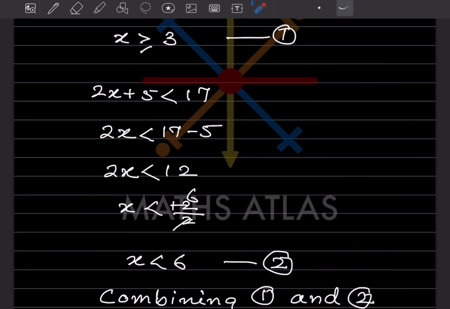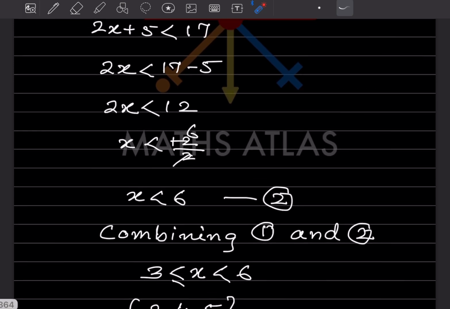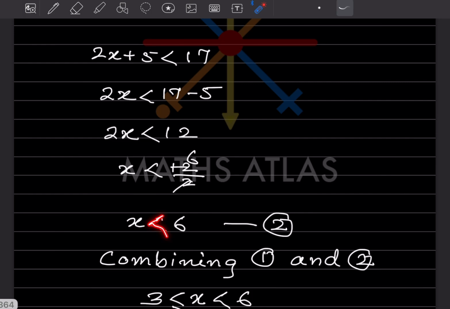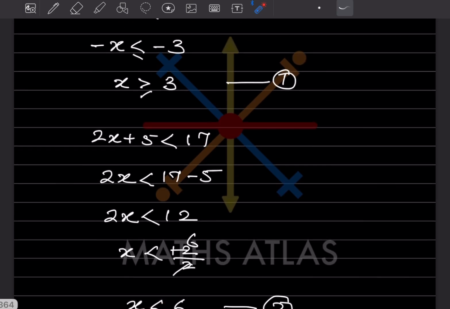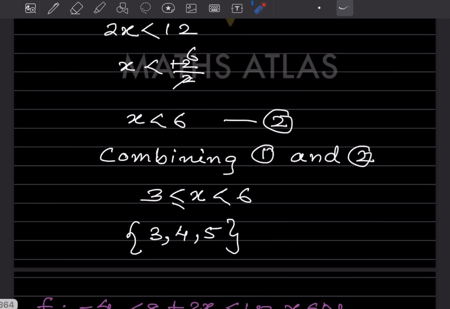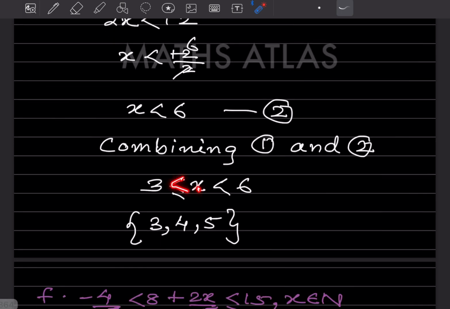So combining 1 and 2, when you combine, how is that sign going to be? See here, x is less than 6. And here what we can see, x is greater than or equal to 3. See the greater sign, because x is greater. So wherever the bigger number, there we have to open the mouth of it. So here the sign reverses.